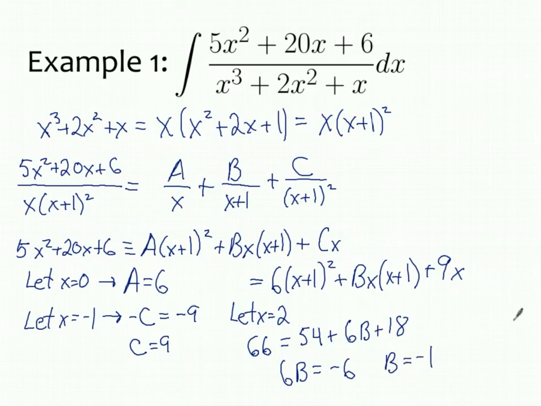That gives us that B equals negative 1. So I've now written this as 6 over x plus negative 1 over x plus 1 plus 9 over (x plus 1) squared. And we can now integrate this expression instead of the original expression. So let's go ahead and do that on the next page. Let's remember 6, negative 1, and 9.